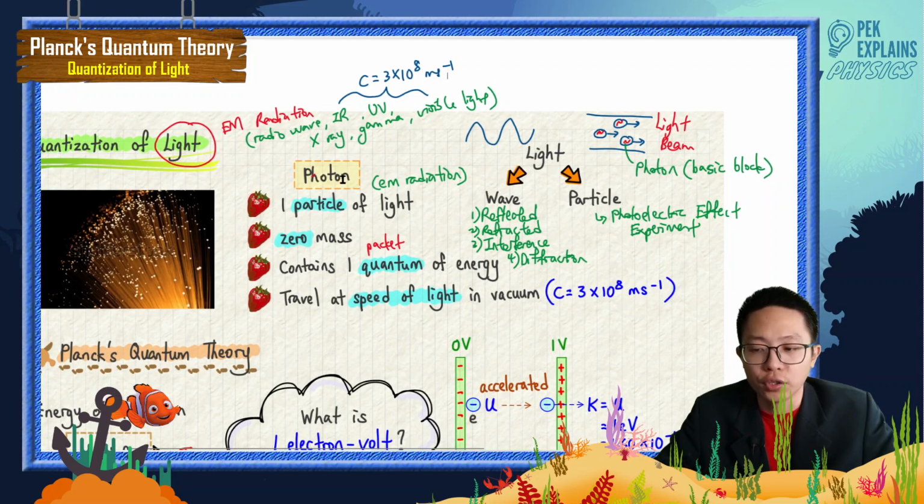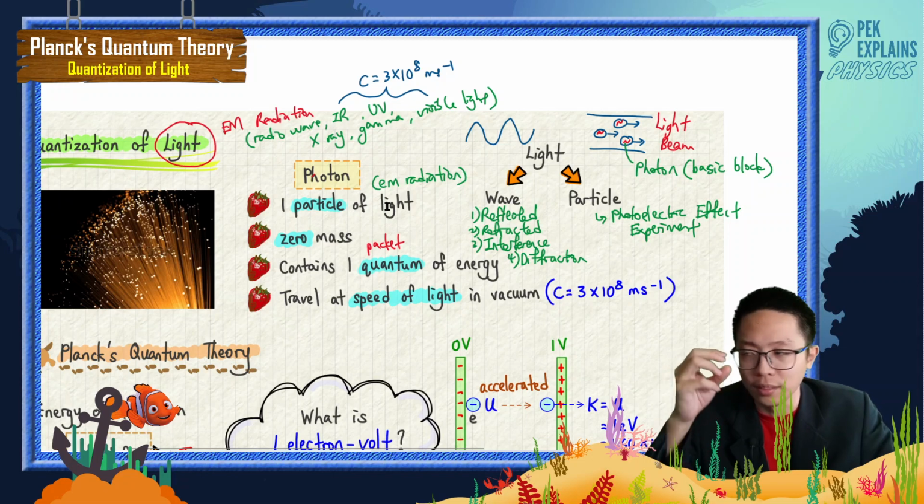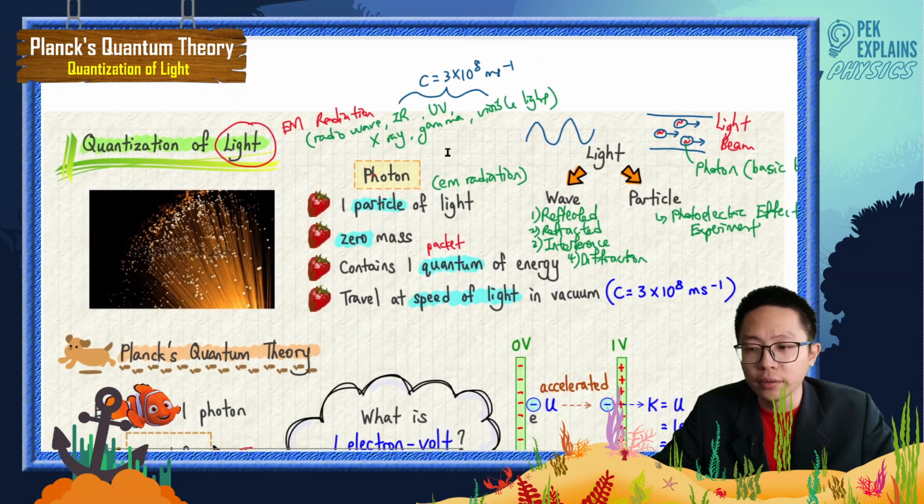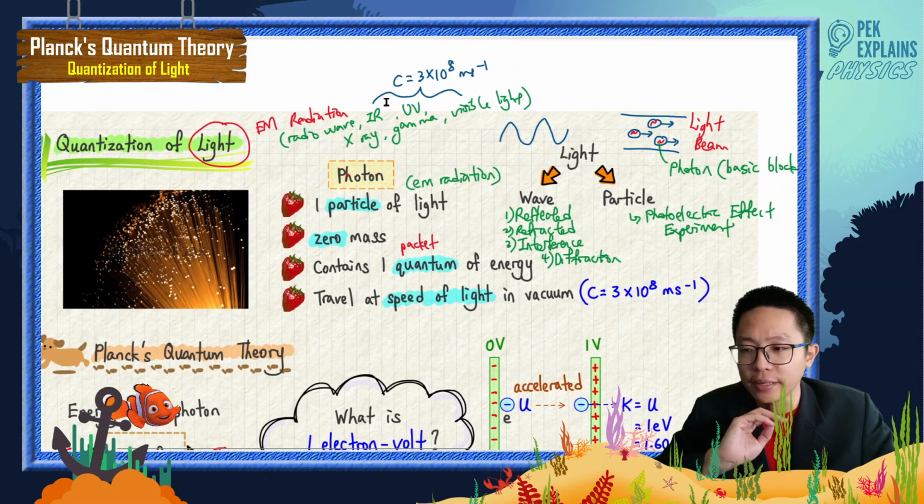As I said, photon is not just for the visible light that we can see, the red light, the violet light, the blue light. It's not just for light with color. The photon is also the particle for other electromagnetic radiation like radio wave, infrared, UV, gamma, X-ray. So we have photons for X-ray, for gamma ray, and for radio wave also. All these electromagnetic radiations have photons.